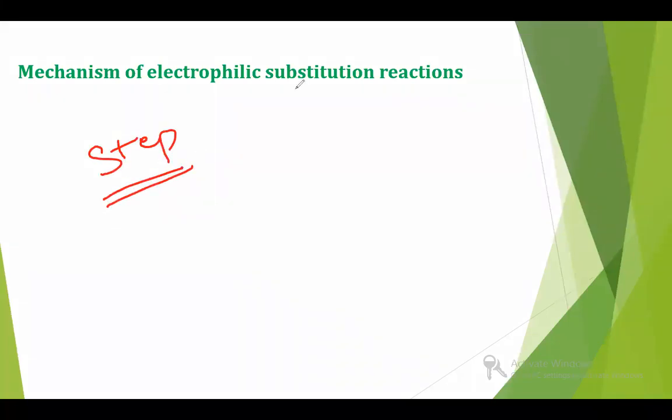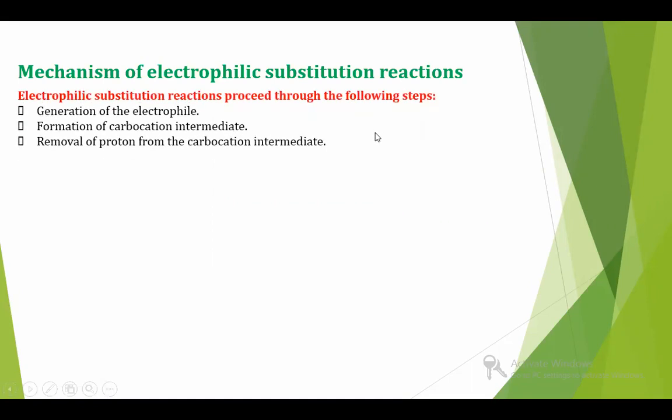Mechanism is a stepwise explanation. In this stepwise explanation, we see how the intermediate will form, how the electrophile is generated, how the carbocation will form, and then how it will be stabilized by resonance. So we will study that in detail as a mechanism: the mechanism of electrophilic substitution reaction of benzene.